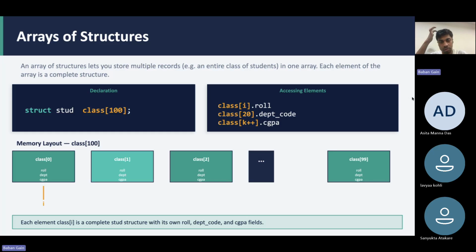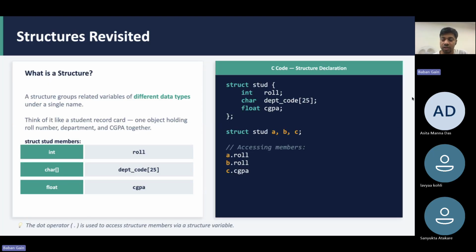Okay, so what is an array of structure? Let's say I have a class, and in the class I have 100 students. What should we do? One way is to define student A, student B, student C, like that, 100 variable names. But that is not really a good approach because there is no mapping. You have to remember every variable, and it is very difficult to apply the same thing to them consistently.